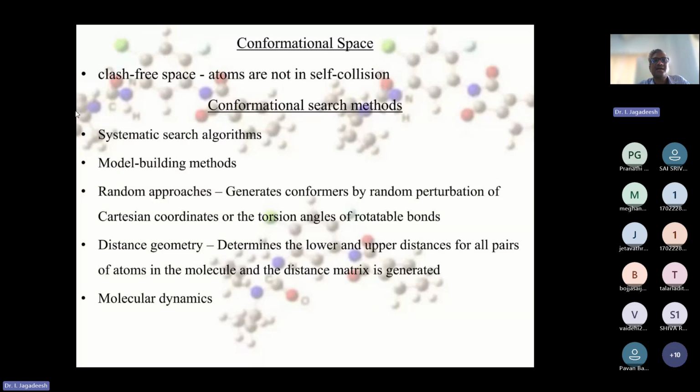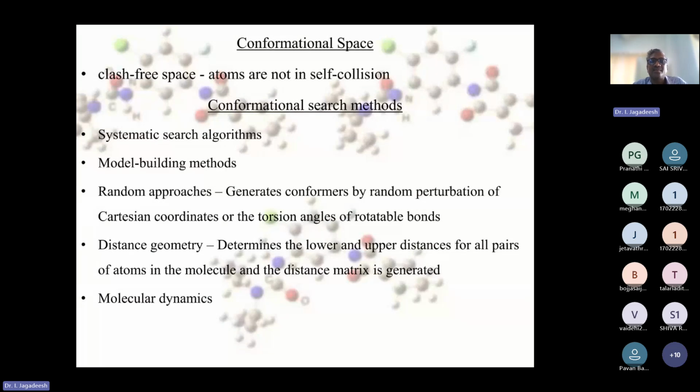So why this conformational space is very much important in our computer-aided drug design is clash-free space. What is clash-free space? The atoms are not in self-collision. Say we are having Lipinski rule of 5, less than 500 molecular weight. There are so many atoms present in that particular molecule. These atoms should not have a collision with each other.